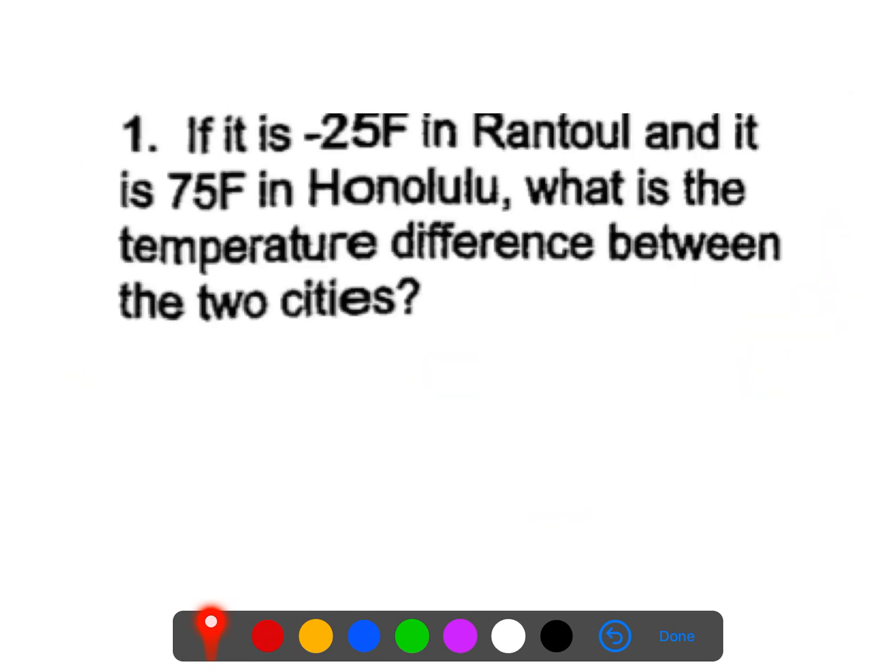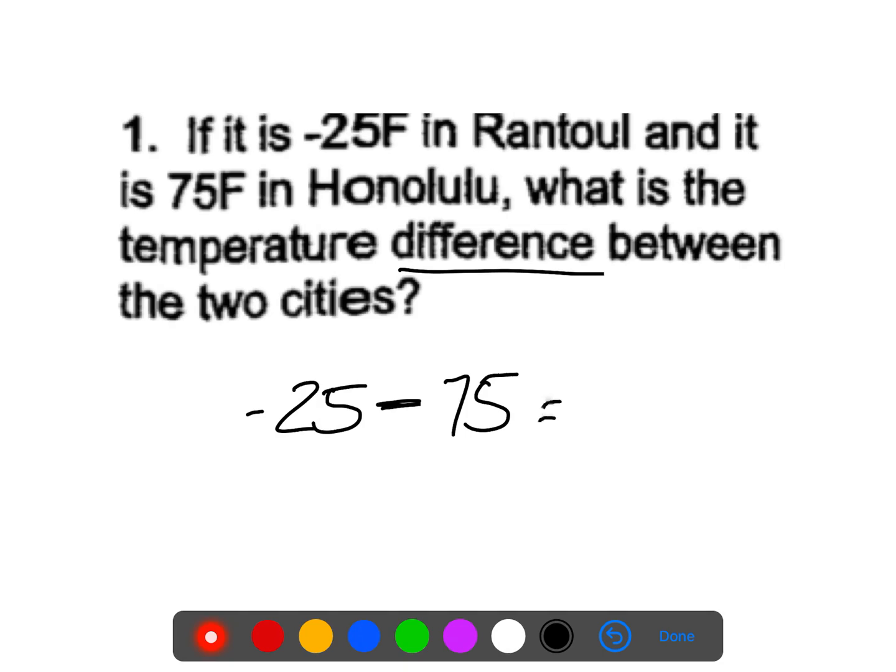Let's take a look at one of the examples on the back of this sheet. It says if it's negative 25 degrees Fahrenheit in Rantoul and it is 75 degrees Fahrenheit in Honolulu, what is the temperature difference between the two cities? What is the temperature difference? Now, temperature difference means subtraction. Difference is what we call the answer to a subtraction problem. So we want to know the difference between these two temperatures. We want to go from negative 25 degrees up to 75 degrees and get our answer there.